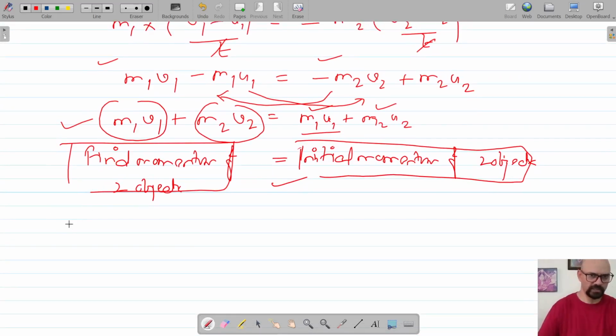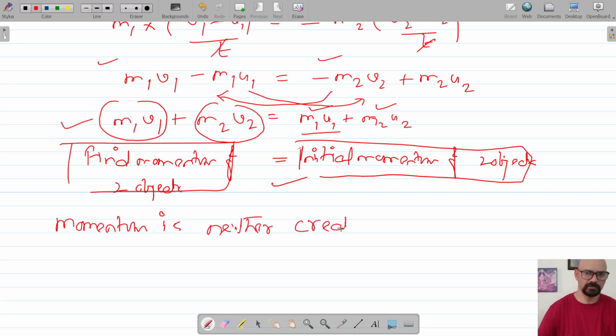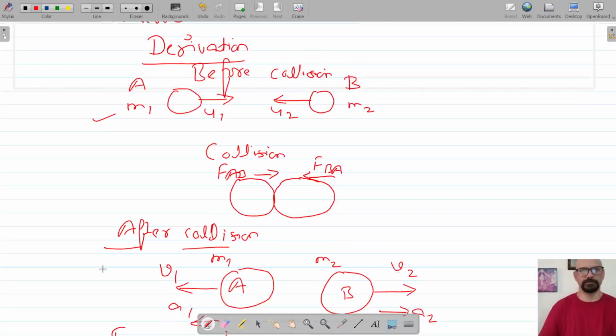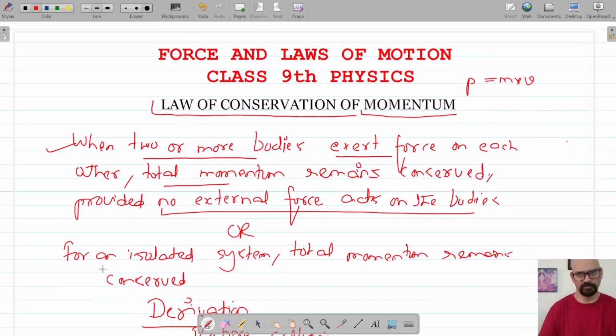So we can say that momentum is neither created nor destroyed, but remains conserved. So we have also proved it. This is the law of conservation of momentum.